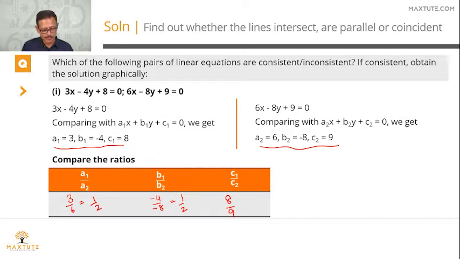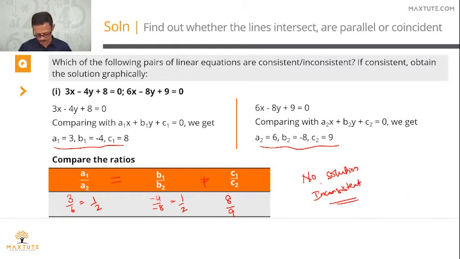So what do we have? A1 by A2 equals B1 by B2, but is not equal to C1 by C2, which means that we are talking about a case of no solution. We are talking about a case of inconsistent system of linear equations, pair of linear equations. So here we can't find the solution. So there's no point, no worries about finding the solution graphically.